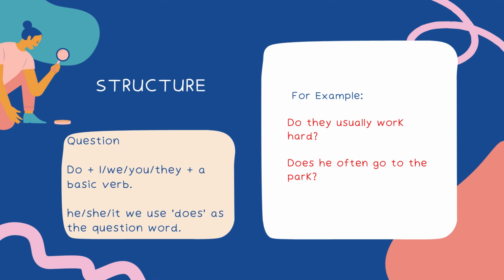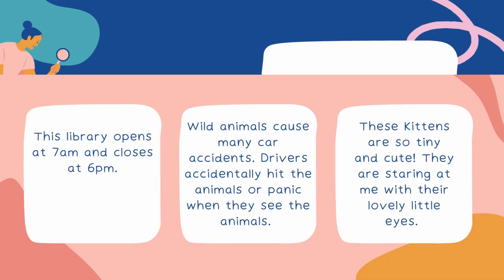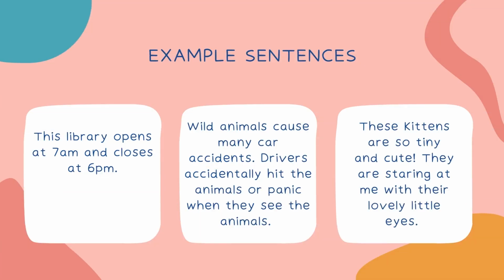So that's the meaning and structure of the present simple. Let's move on to example sentences of present simple. This library opens at 7 a.m. and closes at 6 p.m.